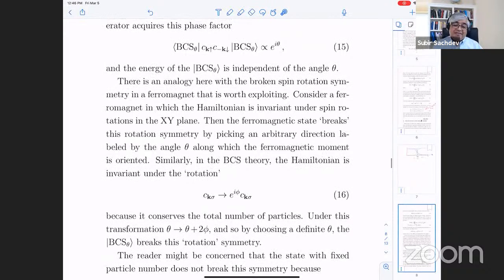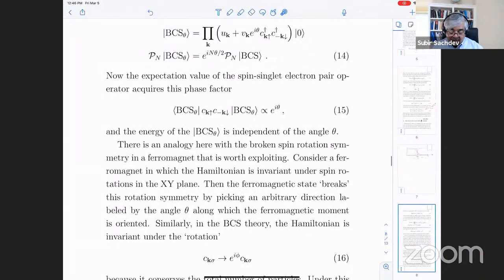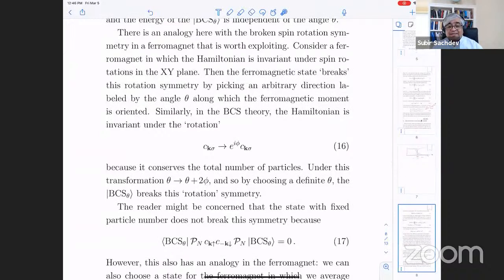So what is the symmetry here? Well, in spins, there's a spin rotation symmetry in the Hamiltonian. So what is the symmetry that's being broken by choosing this phase? Well, the symmetry that is broken is really part of the electromagnetic gauge symmetry.